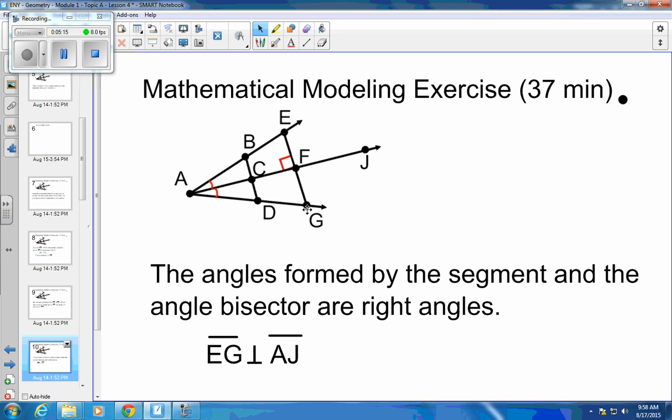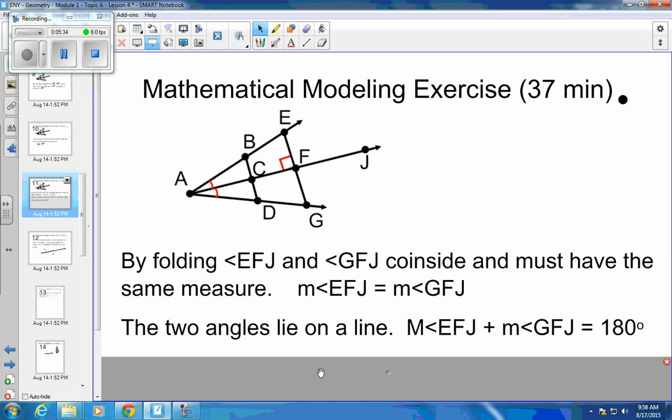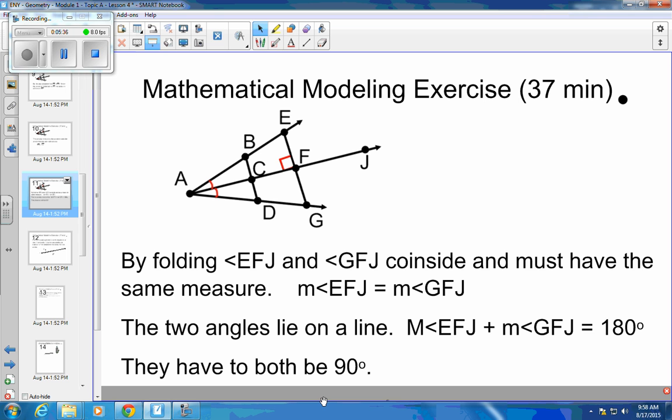Why? Well, EG is a straight line, and if angle EFC and angle GFC are both equal to each other, then half of 180 is 90, and they both have to be 90 degrees. Which is basically what it just said here. So when you fold the angles on top of each other, we know that their measurements are equal to each other. We know that they equal 180 because EG is a straight line, and so they both have to be 90 degrees.